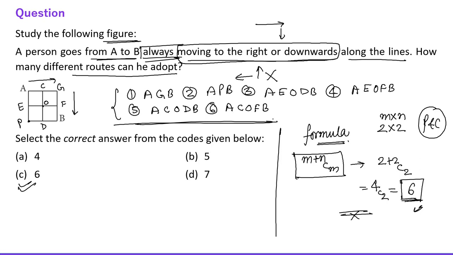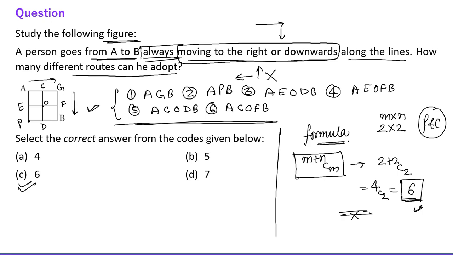You can count them. It will hardly take 1 minute of your time in the examination, because this figure is very simple. And they won't give a bigger figure because they don't want to check your mathematical skills. They just want to check your analytical skills. So obviously you just have to count these figures. That is okay, right? So here the answer is 6.